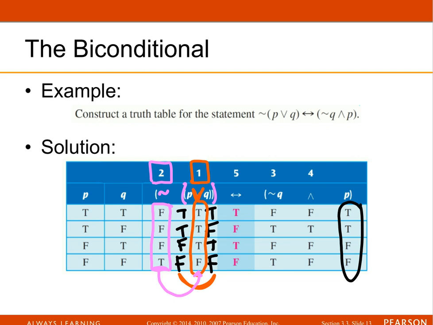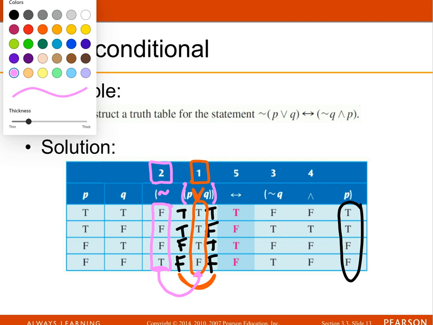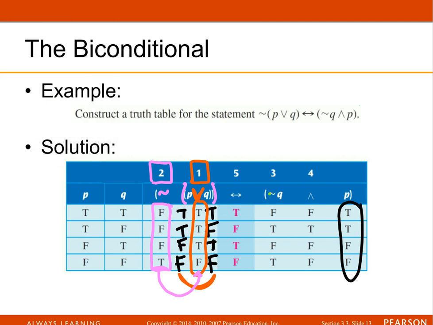Then they went over to the second set of parentheses, and they had to do the negation of this Q right here. So that was step three. To get this one, you just had to look at Q. Over here, it's true, false, true, false. So this becomes false, true, false, true. And of course, the black one was just copying.